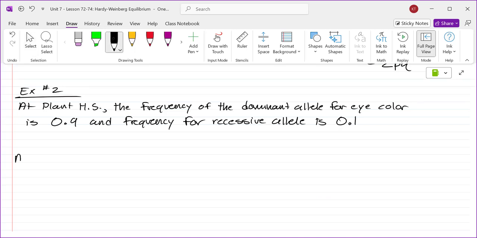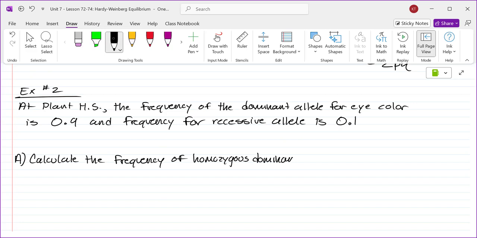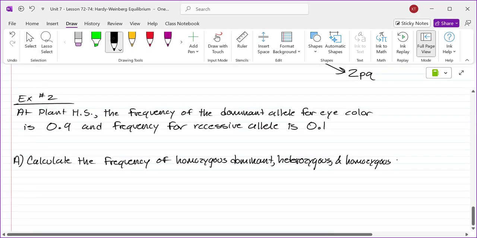Here's your task. Calculate the frequency of homozygous dominant, heterozygous, and homozygous recessive.